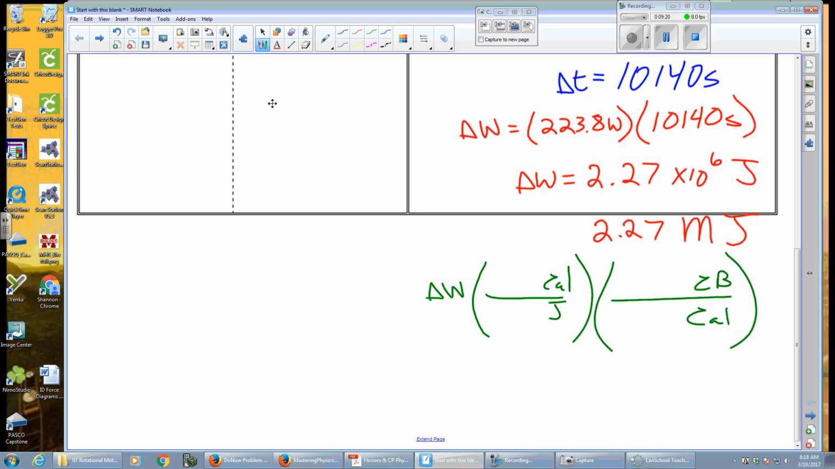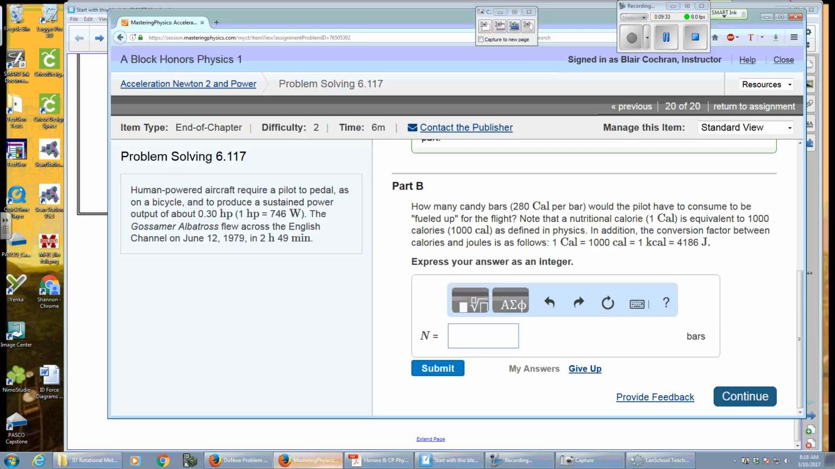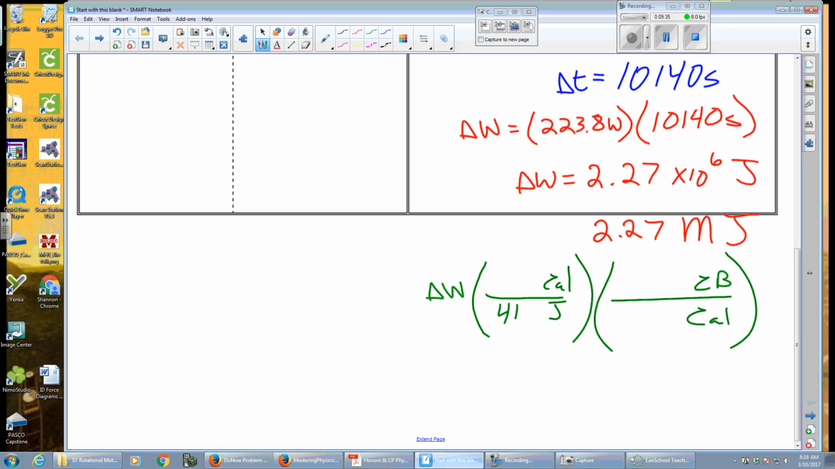Remember, conversion is just not changing the amount, so you multiply it by the number 1. So let's see, 4,186 joules in a big cal, and each candy bar had 280 cals. I'm assuming you guys can multiply, right? Should you use megajoules or joules? Joules.